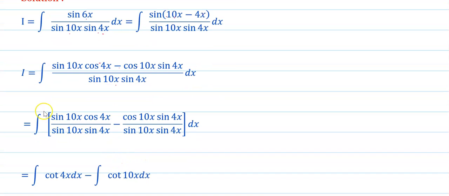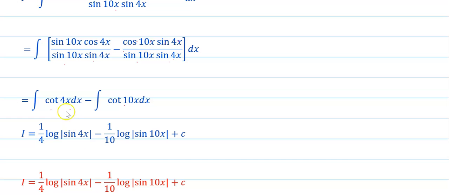Split this up. That is integral of sine of 10x into cos of 4x upon sine of 10x into sine of 4x, minus cos of 10x into sine of 4x upon sine of 10x into sine of 4x. Now these two terms, that is sine of 10x, get cancelled. Cos of 4x upon sine of 4x is cot of 4x. What about the next? Here sine of 4x gets cancelled. You will get cos of 10x into dx.